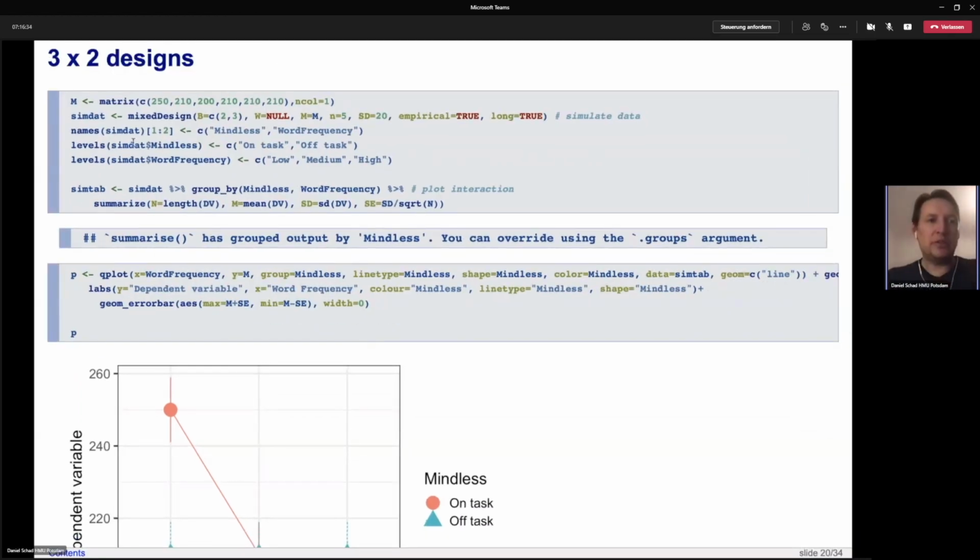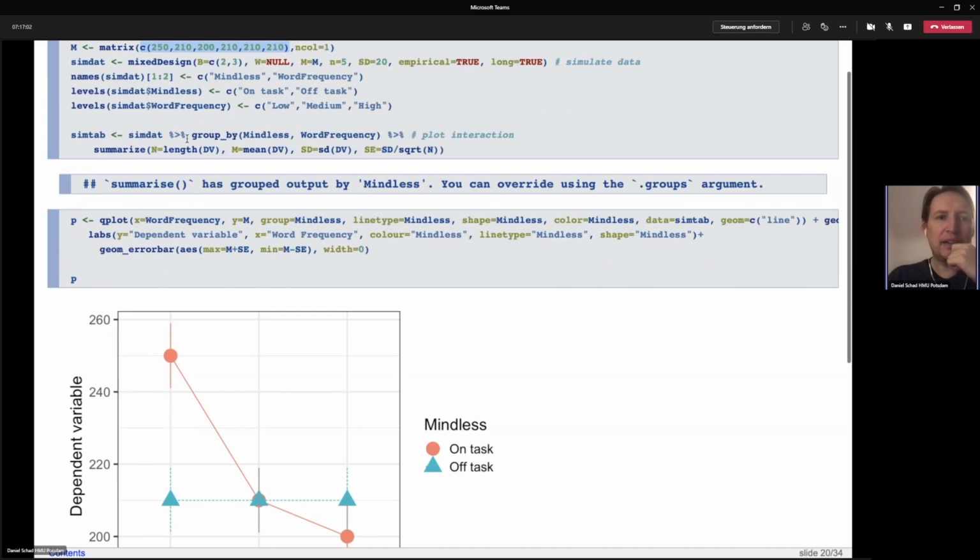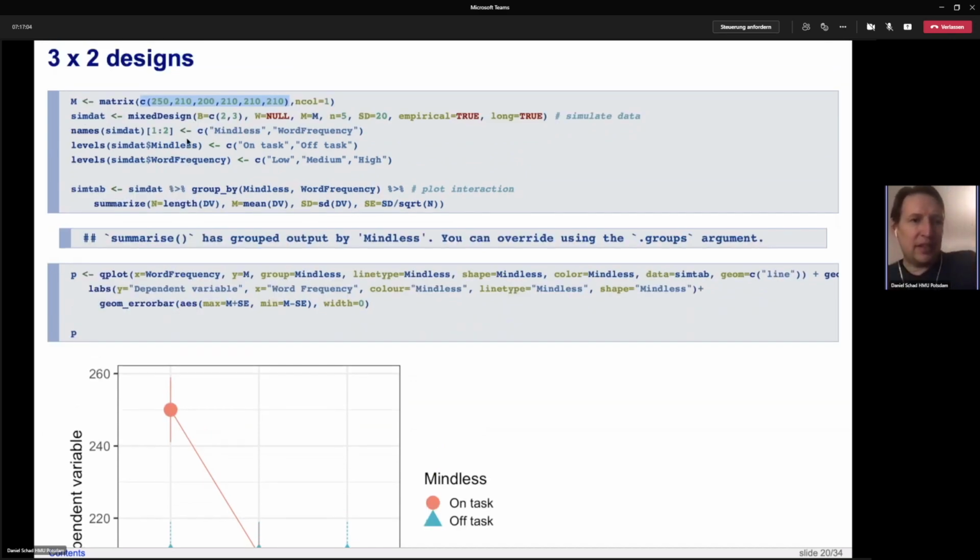So let's go to a 3x2 design, just as an example. So now we have in the mixed design function, we can simulate data. And now we have two factors, one with 2 factor levels and one with 3 factor levels. So 2 times 3 is 6. So we have to provide 6 condition means in this matrix M that we saw before. Then we do a bit of renaming of the factors and the factor levels.